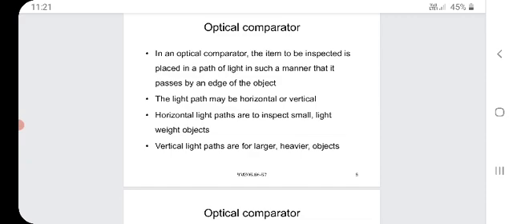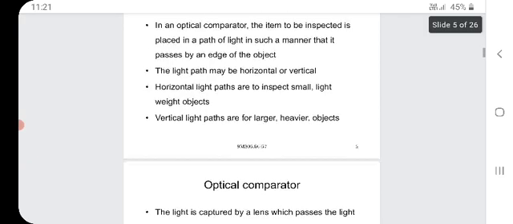Horizontal light paths are used to inspect small, lightweight objects. Vertical light paths are for larger, heavier objects.